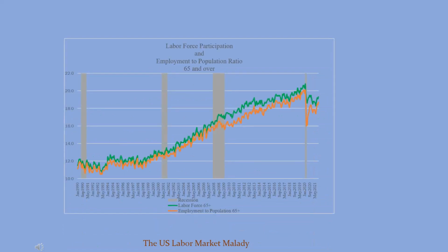But the baby boomer retirement does not tell the whole story. This chart depicts the labor force participation rates and the employment to population ratio of individuals 65 and up, the senior citizens. Up until the COVID recession, the labor force participation rates and the employment to population ratios were rising. Since the COVID recession, there has been an exodus of senior citizens from the labor force. Yet, retirement does not explain the drops before the COVID recession.